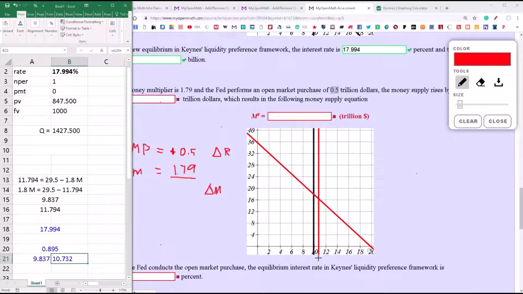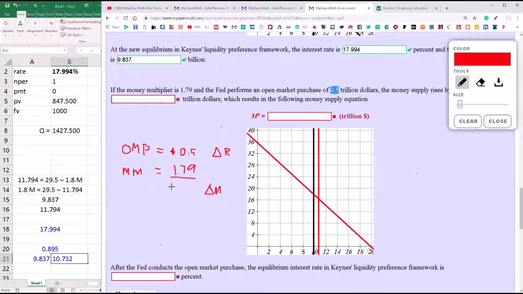Okay, so the new money supply right here is 10.7. The old money supply was 9.837, right? And the increase in money is 0.895. That's the difference, the horizontal difference between black and red here. Almost 1, right? It's almost 1. So this is 10.7, we'll call it.